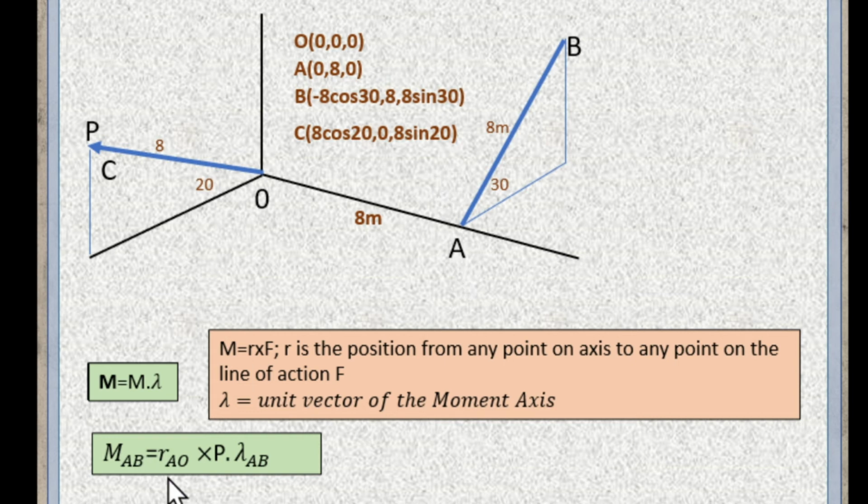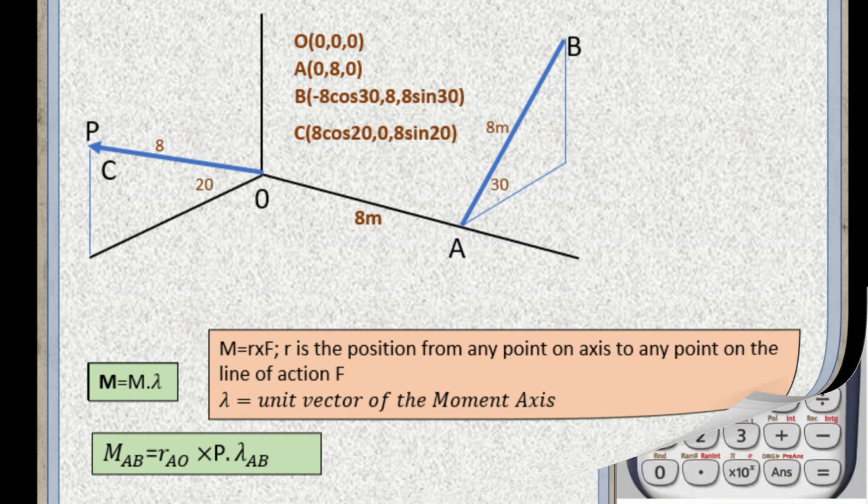So therefore, I am going to choose r_AO, A from our axis and O from the point on our line of action. Then multiply by our magnitude P times the unit vector of our moment axis. What is our moment axis? AB. So therefore, this will be unit vector AB. So this is our second step.